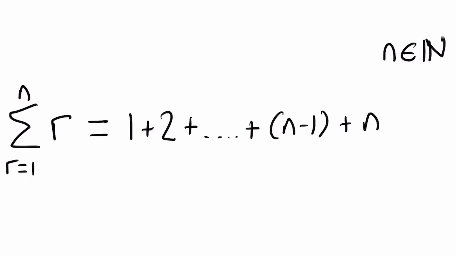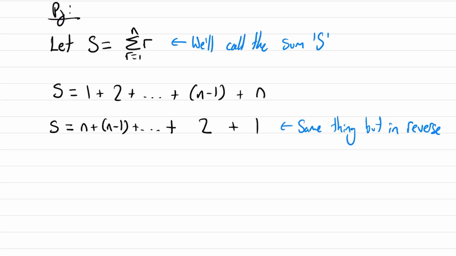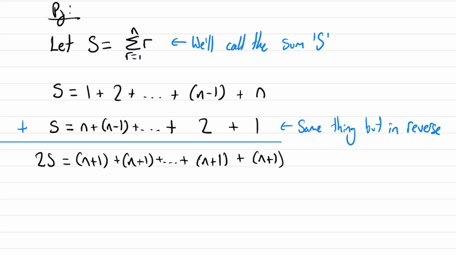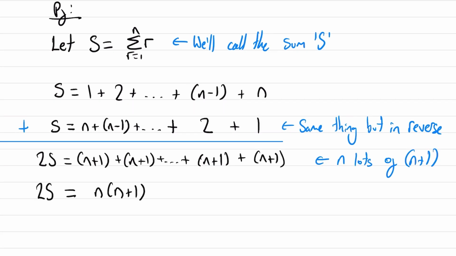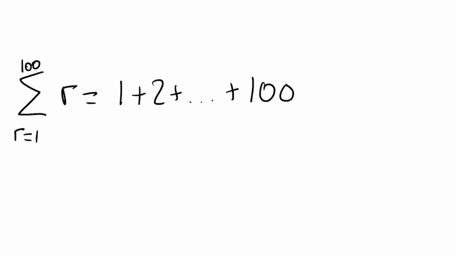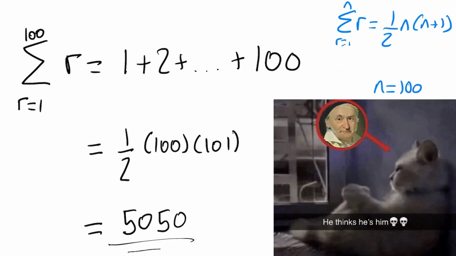Okay, this sum represents the sum of the first n natural numbers. Now you should know this equals half n times (n plus 1), and you should know the proof. The proof's pretty simple. You just write out the sum, write it in reverse, add the two equations together, and we see that each term is n plus 1. So we have n lots of n plus 1, which is 2s, so then to get s we just divide by 2, and that's our identity. So the sum from 1 to 100 is just going to be half times 100 times 101. So the answer is 5050.